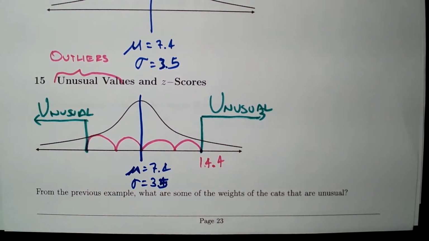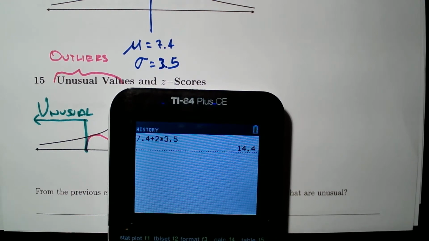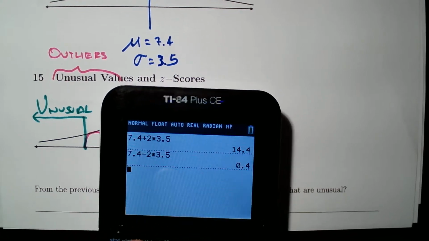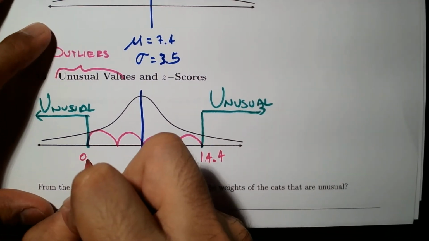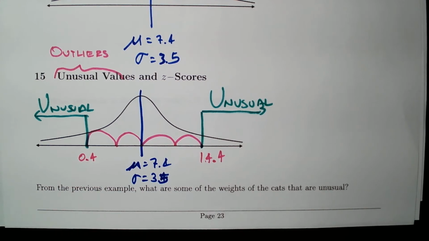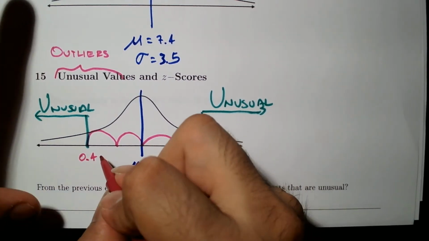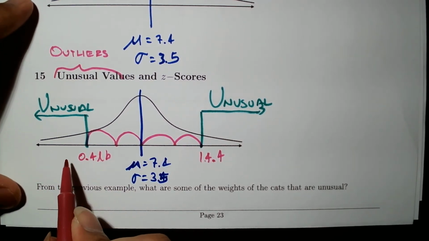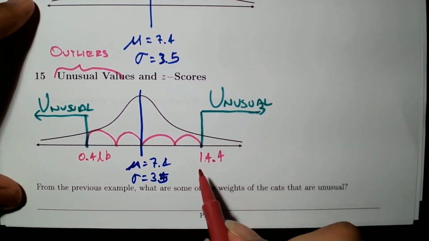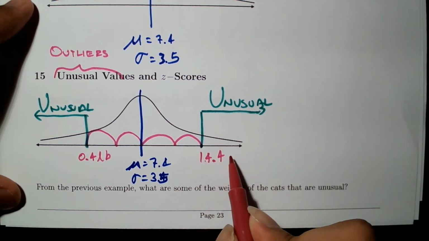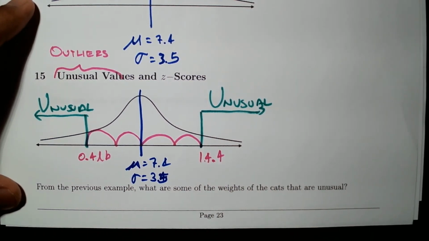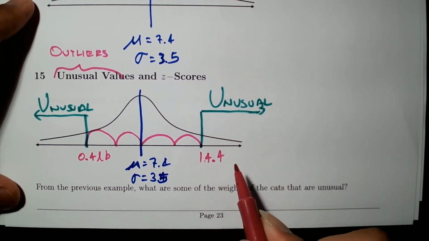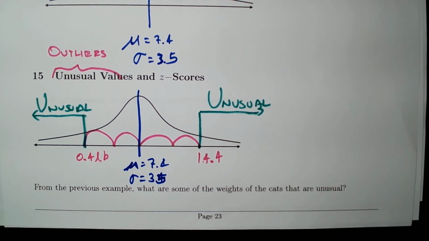On the other hand, if I subtract that, I'm going to get 0.4 pounds. What does that mean? That means that any cat in the show that weighs less than 0.4, or any cat that weighs more than 14.4 pounds, would be unusual in the show. So we're going to have from kitties to maybe lions or tigers. I don't know what this is about.